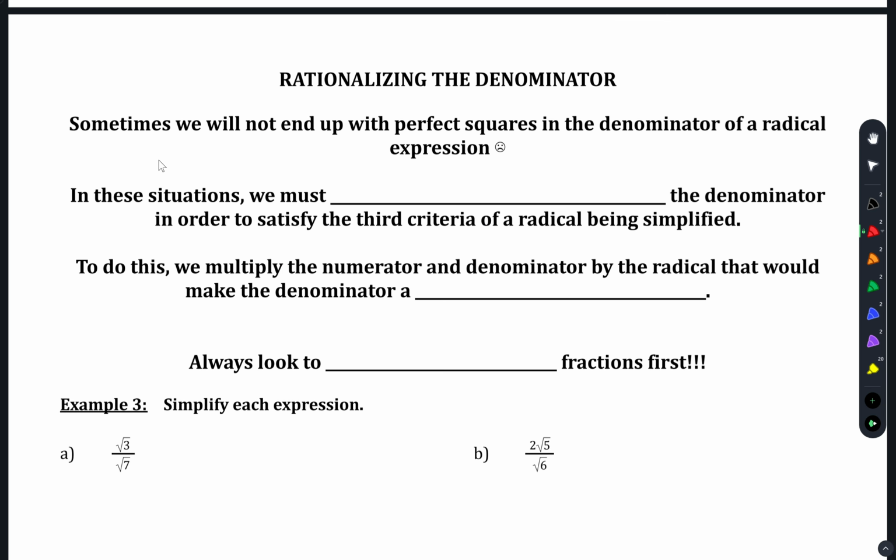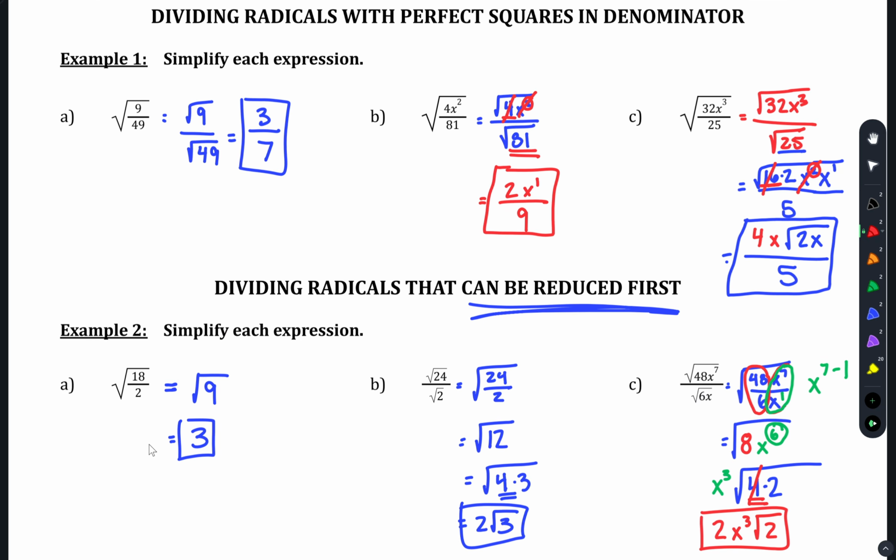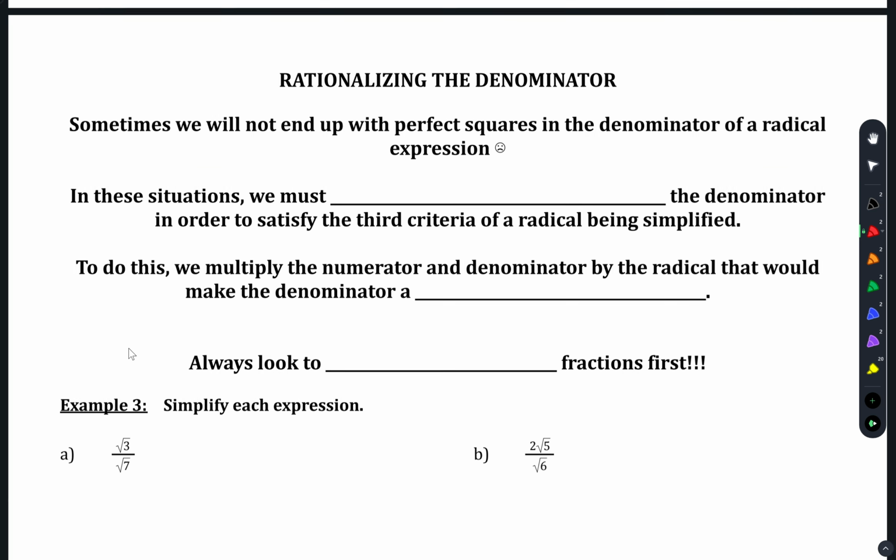We are still going to go through all the steps as normal. The same steps that we've done so far, split it if we can, reduce it if we can. But sometimes that still will not get us perfect squares, or that will not get rid of the radical in the denominator. In these situations, we are going to learn a new vocab word. It is called rationalizing. We are going to rationalize the denominator in order to satisfy that third criteria, that third rule.